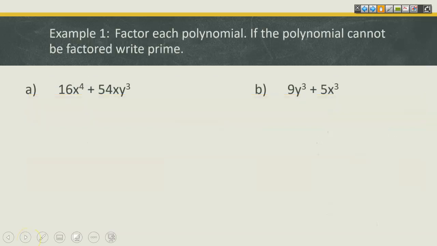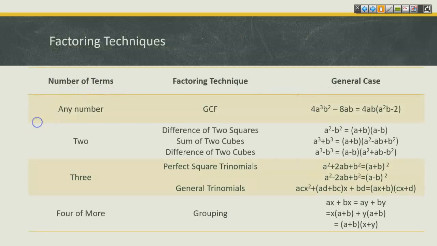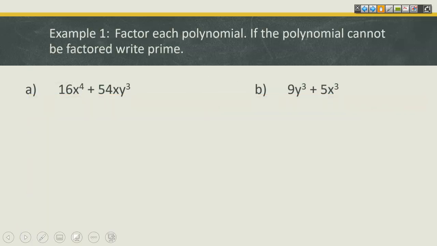Alright. So 16x to the 4th plus 54xy cubed. When I look at this problem, the first thing I see are 2 terms. The second thing I see is that both terms have an x, and both terms have even numbers. So 2 terms, both containing similar variables, the first thing I'm doing is taking out a GCF. Looking at 16 and 54, both divide by 2. Let's take a 2 out. Both have an x. Let's take an x out.